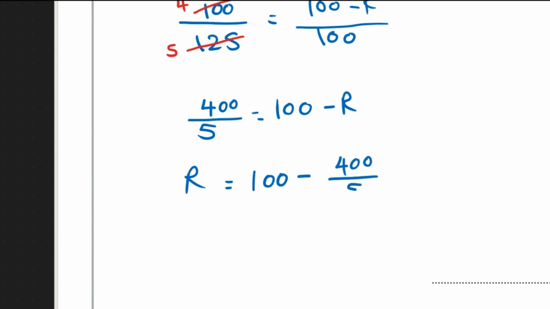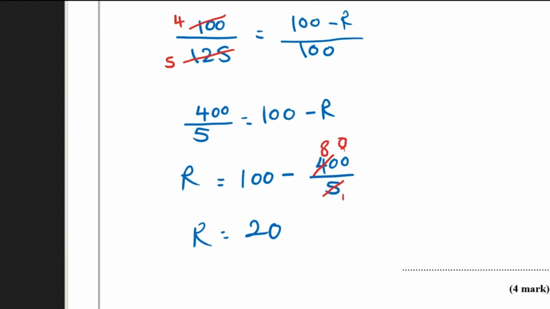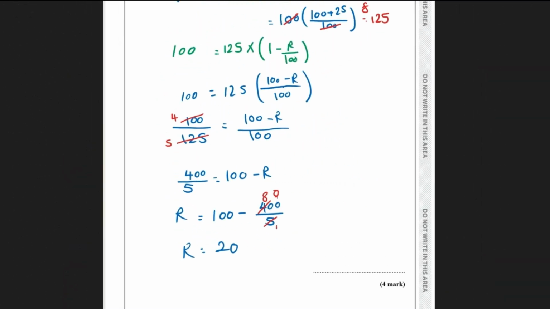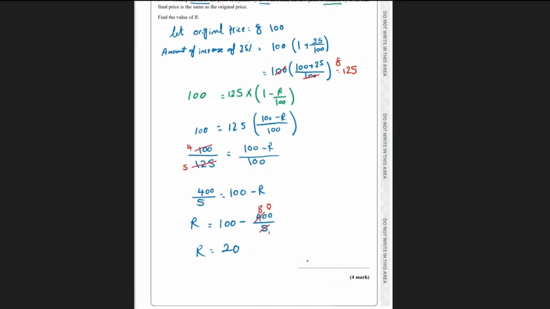over 5. And the easy way here is to simplify the fraction: 5 divided by 5 is 1, 40 divided by 5 is 8, and then bring the 0 here, so it's 80. So 100 take away 80 became 20, and this is your final answer. Now it's R equals 20.